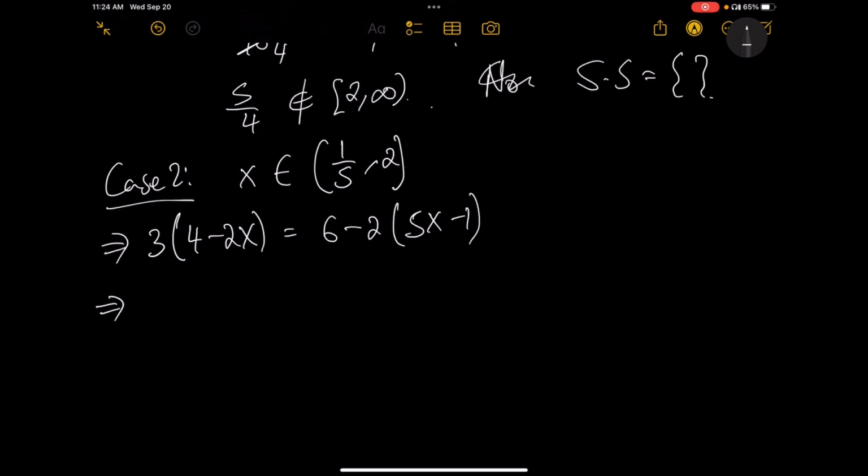Now this implies 3 times 4, that is 12, 3 times 2, that is 6, minus 6x is equal to 6 minus 2 times 5, that is 10x.